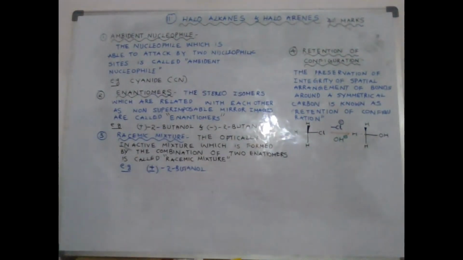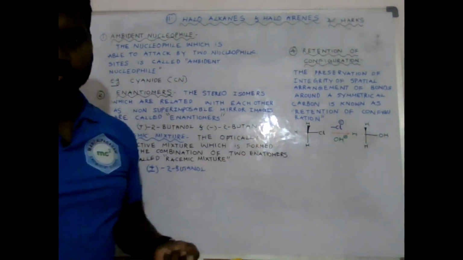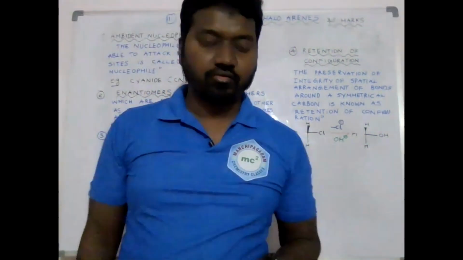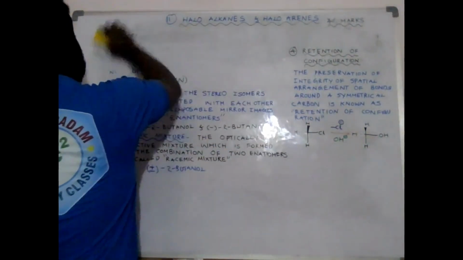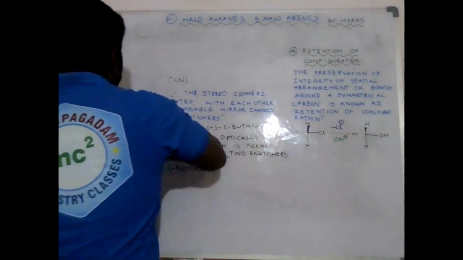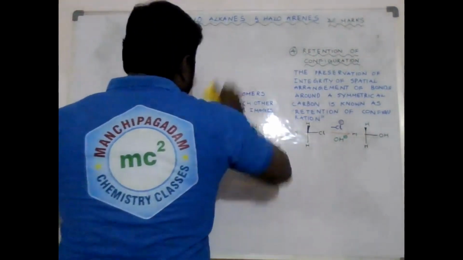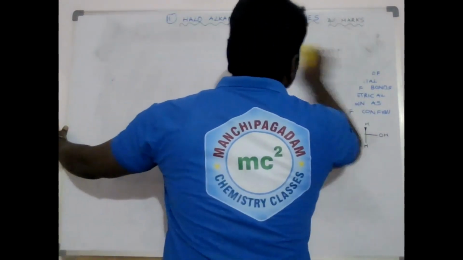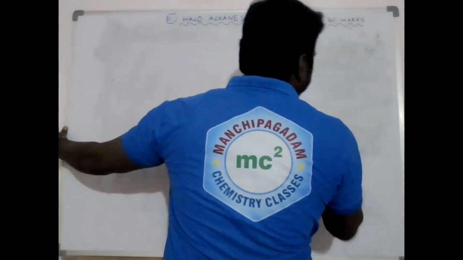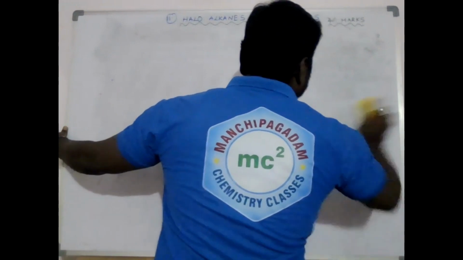They may ask you to define ambident nucleophile, or define enantiomers, or define racemic mixture, or define retention of configuration. They may ask you any two for 4 marks. Each one carries 2 marks, right? So that's about very short answers. Now we'll go for short answer questions. There are only 2 important questions for short answers also. I think everybody knows them. Try to understand how we are writing simply to get 4 marks, right?